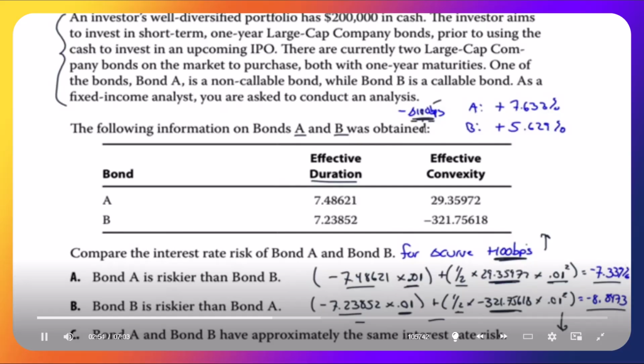Let's look at a decrease in rates. Bond A will increase by 7.633%. Bond B will only increase by 5.69% because as rates are dropping, remember the straight bond does this, the callable bond gets pulled to its call price. So if you drop rates, bond A outperforms. If you raise rates, bond A outperforms. Compare the interest rate risk of both. Bond B is riskier than bond A.